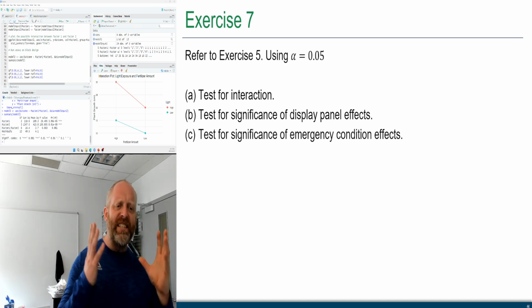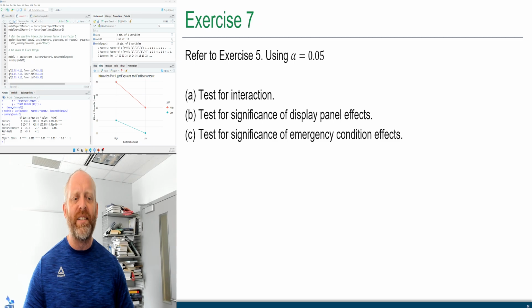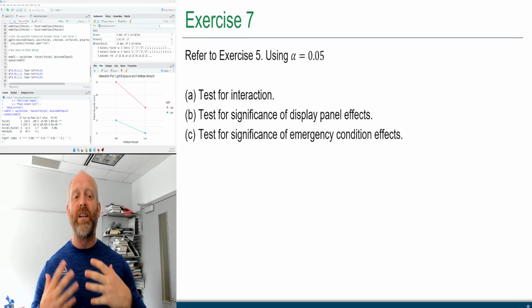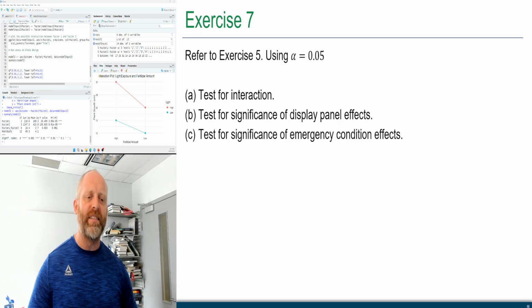All right, so for exercise 7, let's go through this. We're going to use an alpha, so a level of significance being 0.05, so 95% confidence or a 5% risk of a type 1 error. So that is rejecting the null hypothesis when the null hypothesis is in fact true.